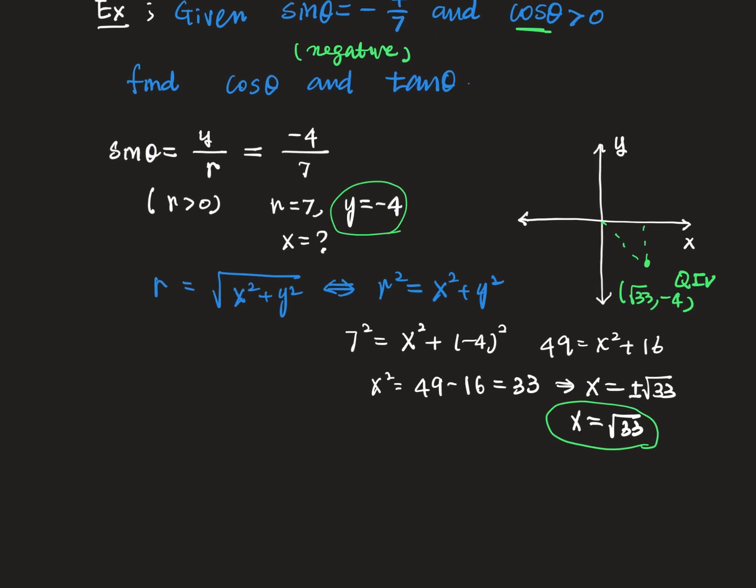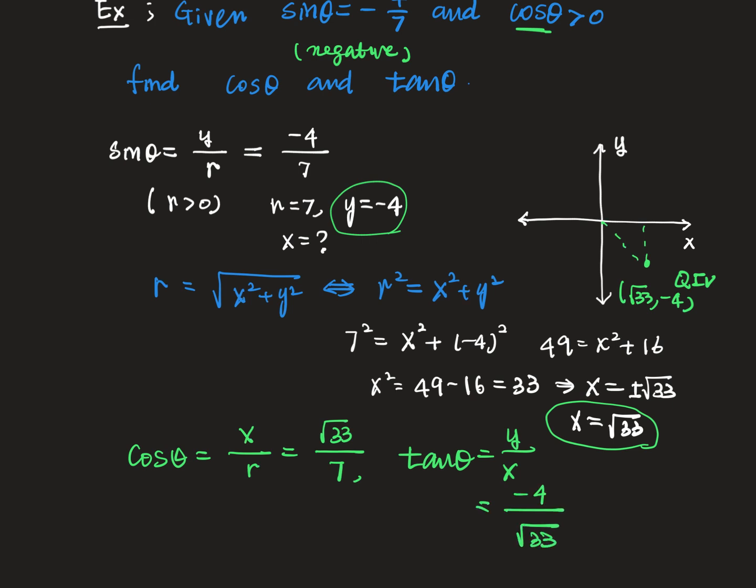Okay. Now, let's find the cosine theta. That's going to be x over r. What is x value? Square root 33 over 7. Tangent theta, y over x. What is y value? Negative 4 over square root 33. That's how to find all the trigonometric functions of any angle.